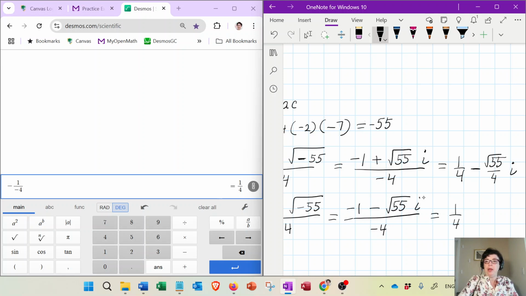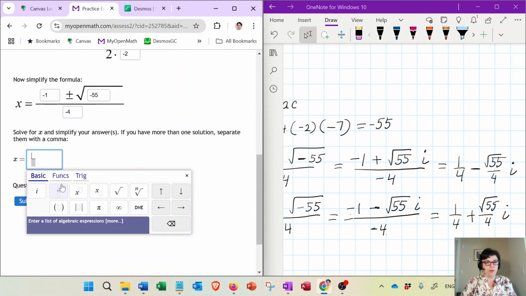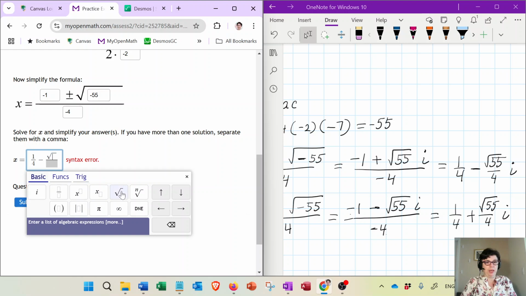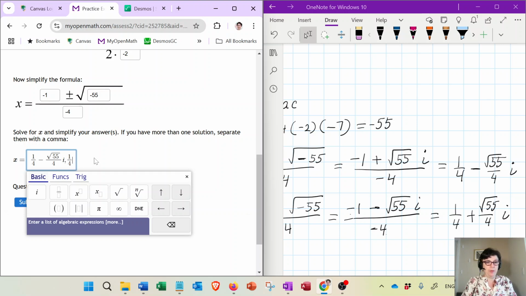The second one is going to be the same because negative 1 divided by negative 4 is 1/4. But then these two negatives will actually make it a plus square root of 55 divided by 4 i. Those are my two solutions. And let's see if I can type them here. So the first one will be 1/4. So use a fraction if you want, or you can use division, minus, again, a fraction. On the top, I'll get the square root of 55. On the bottom, I get 4. And then I put the imaginary unit, which you can use your keyboard, or you can just press on the i right there. That's your first solution. The second solution will be the same, but it'll be a plus. So again, it'll be square root of 55 divided by 4, and then we put the i next to it.